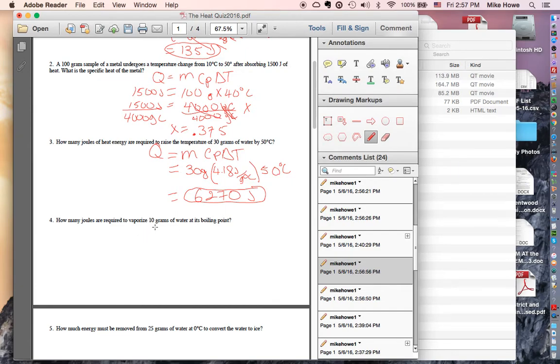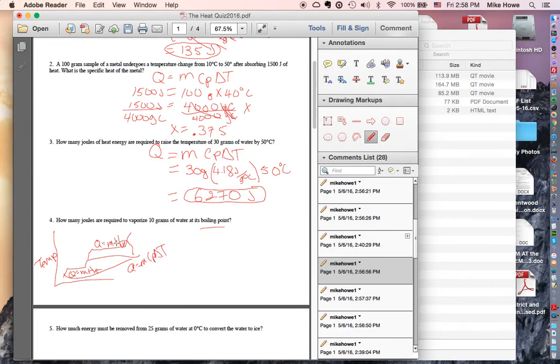Next question says we have 10 grams of water at its boiling point. So I'm going to draw a little graph sketch over here. This is that graph we've been talking about. And we know that at the boiling point, Q was equal to mass times heat of vaporization. And down here, Q equals mass times heat of fusion. In between, anytime there's a temperature change, temperature's on the y-axis, you use Q equals mCp delta T.